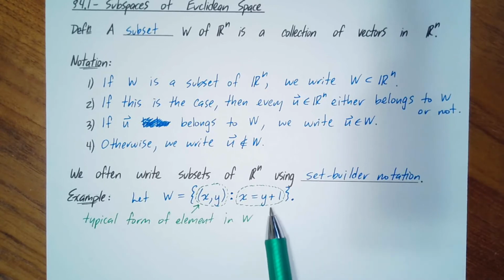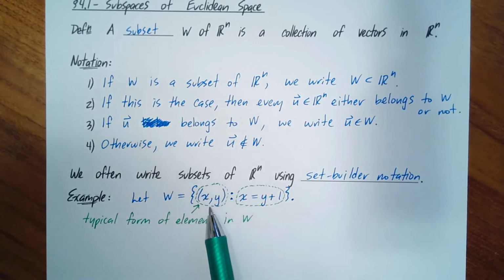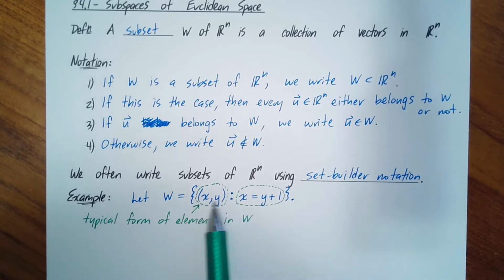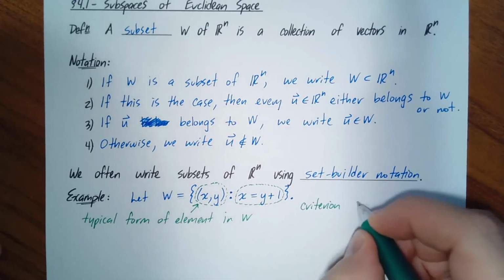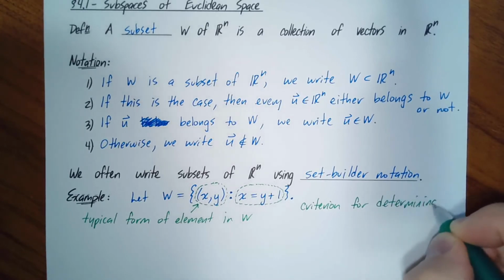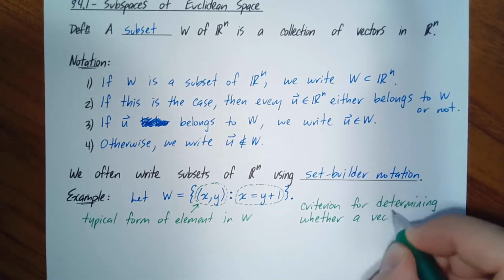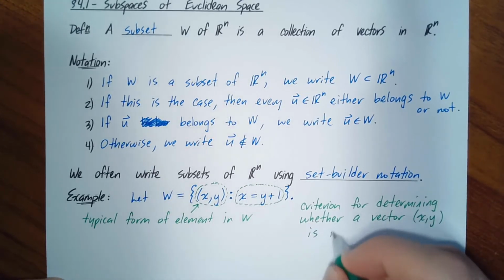However, when you go on later to interpret the criterion or the condition that's written afterwards, the symbols that are used to write down a typical form of an element in W are going to be the symbols that are used to state the condition. So the x and y in this condition are referring to the x and y in this form. And we'll talk more about that in a moment. But for now, let me just say the following. This is the criterion for determining whether some vector, I'll just write a vector, that happens to be of the form (x, y) is in W or not.